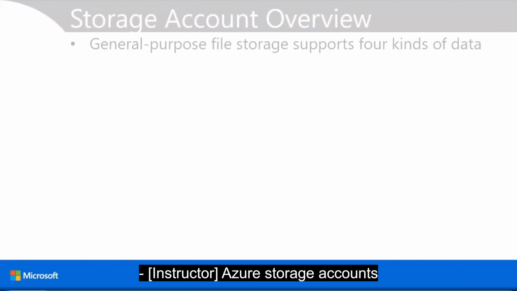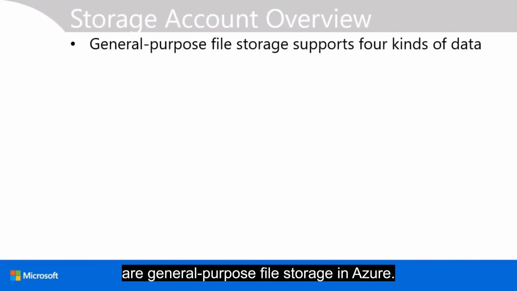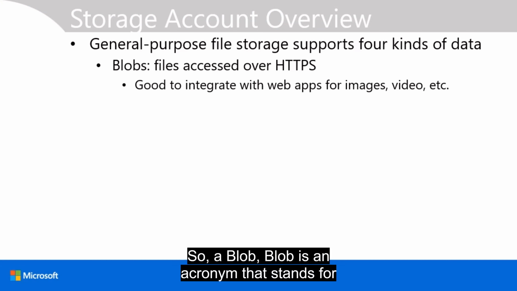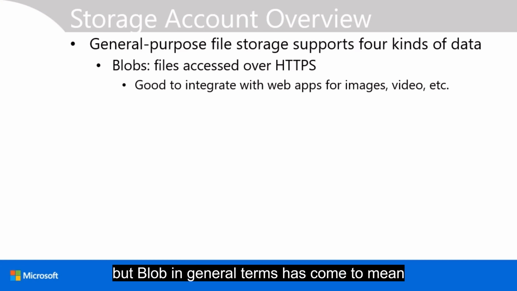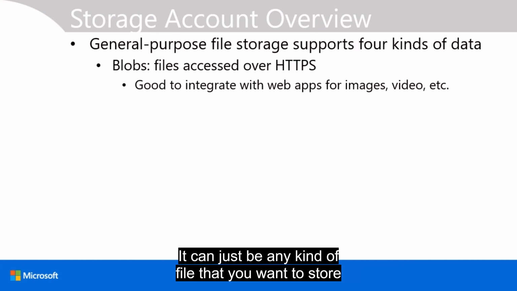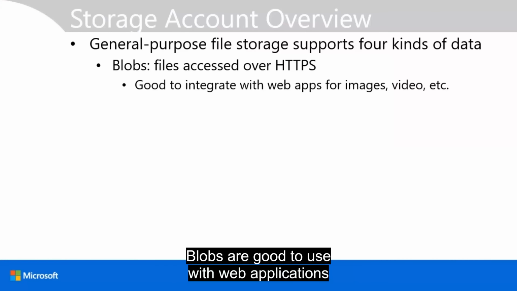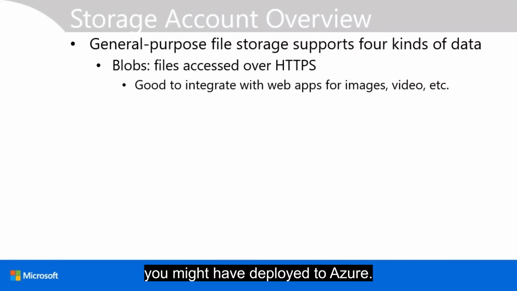Storage accounts are general purpose file storage in Azure. An Azure Storage account supports 4 different kinds of data. First kind is blobs. Blob is an acronym that stands for binary large object, but blob in general terms has come to mean it doesn't have to be a binary file and it doesn't have to be large. It can just be any kind of file that you want to store that's accessed over HTTPS or using open URLs. Blobs are good to use with applications you might have deployed to Azure.